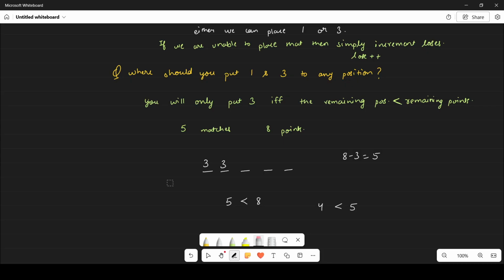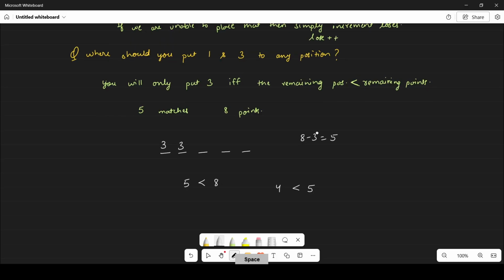I hope you understand. Now the remaining points is 5 minus 3, that is 2, and the remaining positions is 3. So remaining position is 3 and remaining points is 2. Is it lesser than the remaining points? No. So there is no need to add 3 here, so you can add 1 only.